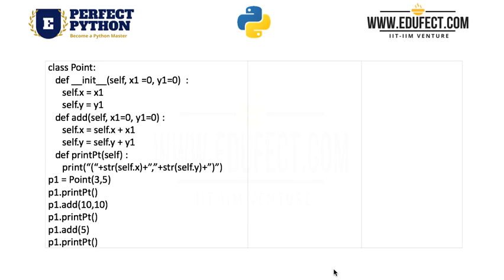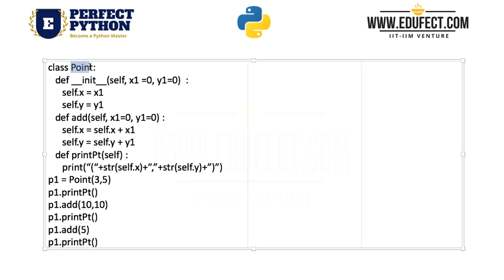Let's look at one more example. Here we have defined a class named point. This point has a constructor which is taking two parameters x1 and y1, and the default values for these parameters are 0, 0, and it's initializing the attributes or the fields it has, x and y, with the values x1, y1. So we have point, which has x, y.